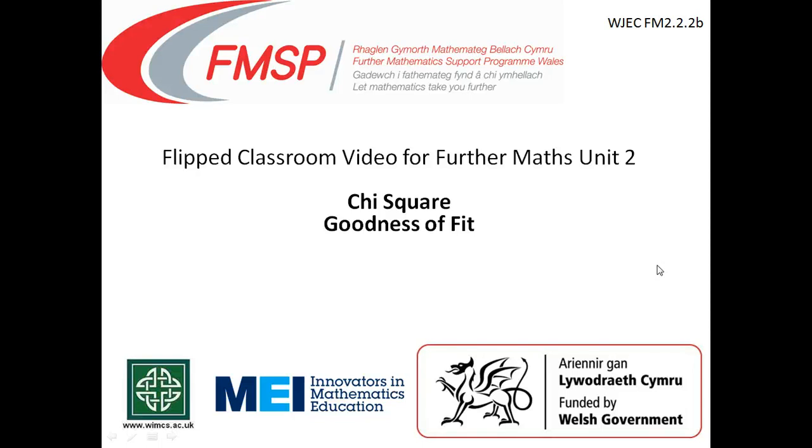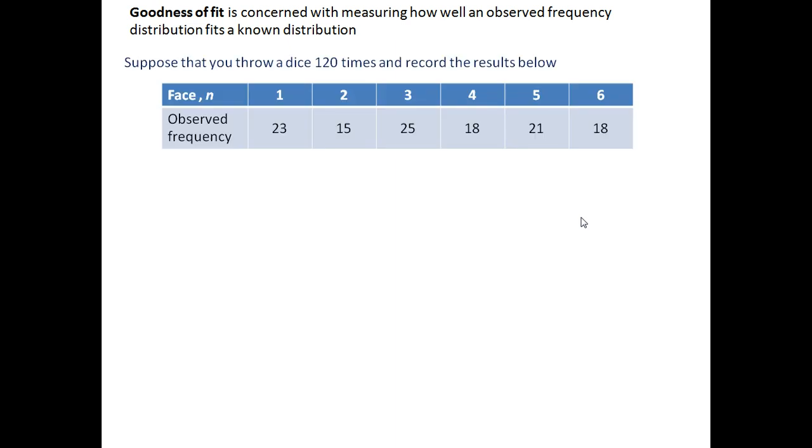Flipped classroom video for Further Maths Unit 2, Goodness of Fit with chi-square. Goodness of fit is concerned with measuring how well an observed frequency distribution fits a known distribution. Suppose that you throw a dice 120 times and record the results below.